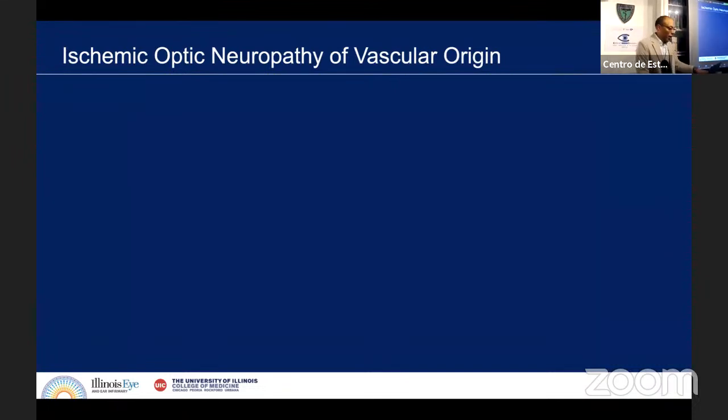The next one that I wanted to talk about is ischemic optic neuropathy of vascular origin. And this, I think, is a very important discussion that I worry sometimes in the general ophthalmology community is not clear what you need to do. So I want to be very clear: if you see this, what you should do next.